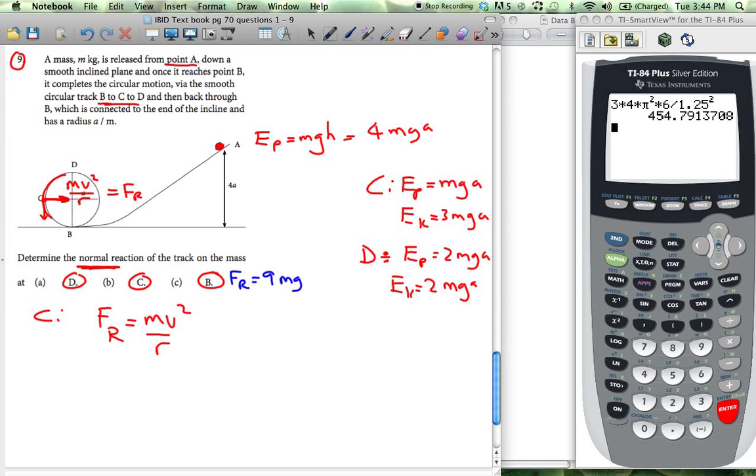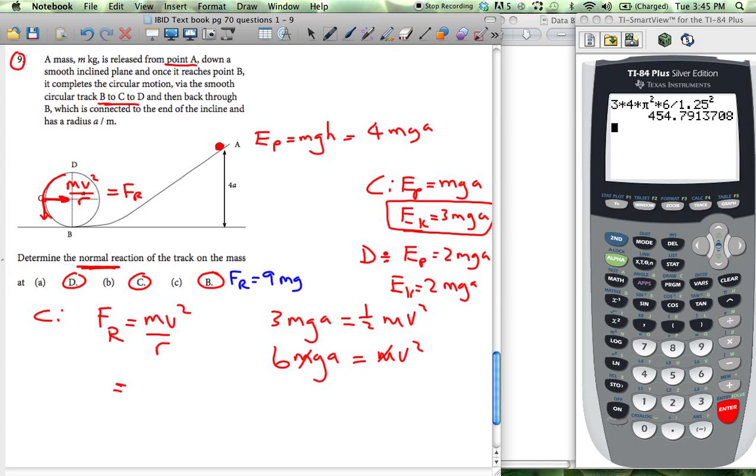But what is our v squared at C? Now we know again, at C, we had our EK is equal to 3 mGa. So we've got 3 mGa is equal to the formula for kinetic energy, half mv squared. So it's going to be 6 mGa is equal to mv squared. We cancel our m's and we get v squared is equal to 6Ga.